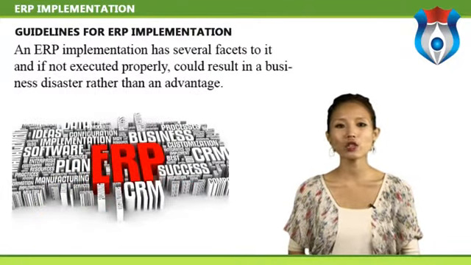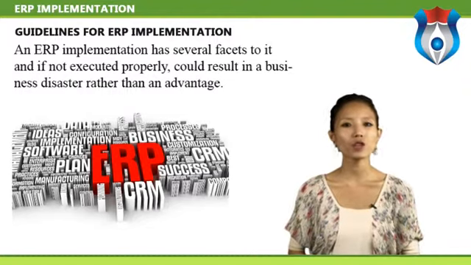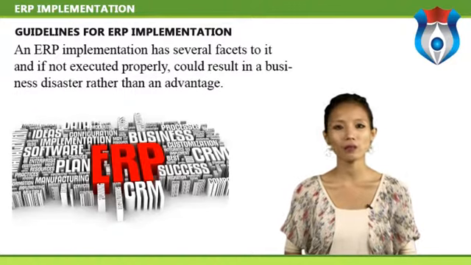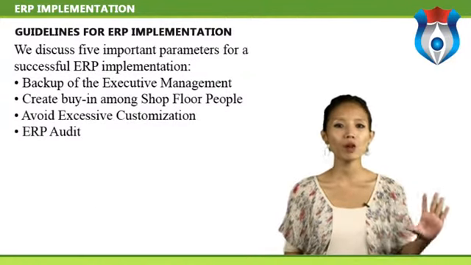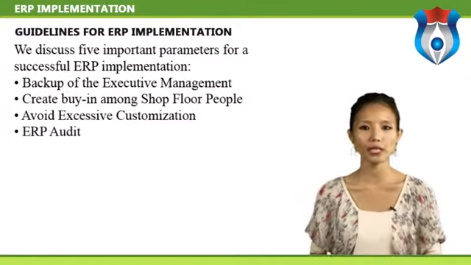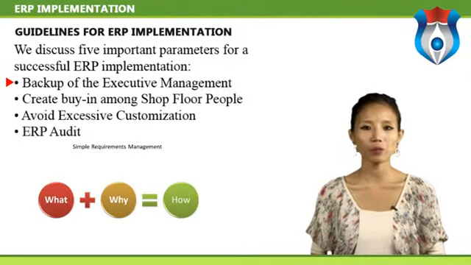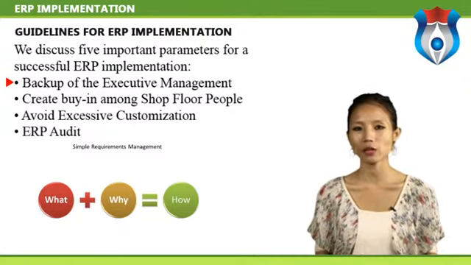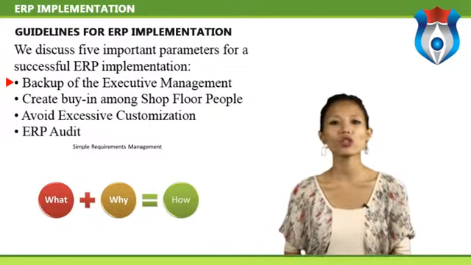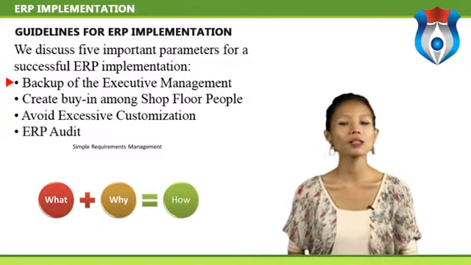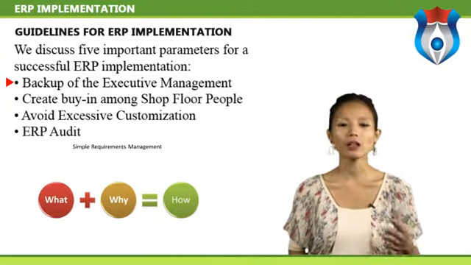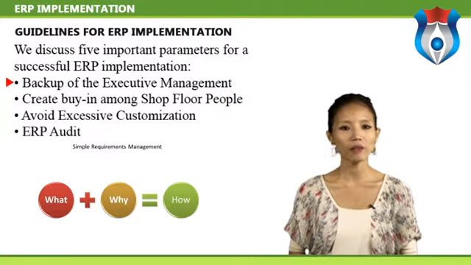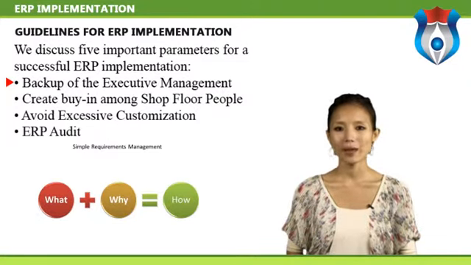An ERP implementation has several facets to it, and if not executed properly, could result in a business disaster rather than an advantage. We discuss 5 important parameters for a successful ERP implementation. Backup of the executive management. The executive management should always be closely associated with an ERP implementation. Having a top-down approach will ensure successful ERP implementation. This is because the top management can understand the company's ability to adopt the changes and will push for the application until the last level, guaranteeing a fast implementation.